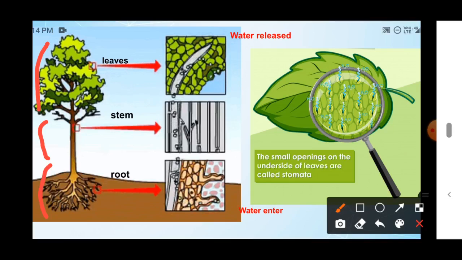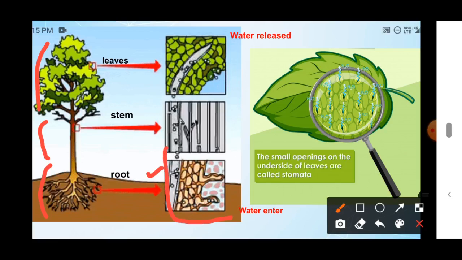First, the water enters the roots of the plants. See here, first picture. Here you may see that small water molecules enter the roots. Then it moves to the stem. So it enters the root and moves to the stem.